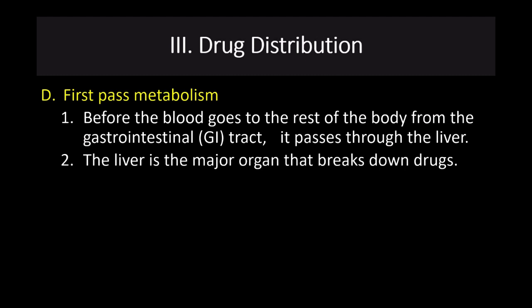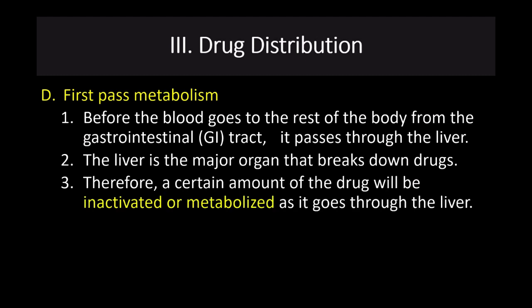So the liver is, of course, the major organ that breaks down drugs. Something to keep in mind is that if your liver has been taxed greatly by things like alcohol use, or if you take, for example, a lot of Tylenol, which is very hard on your liver, it is going to have a harder time breaking down drugs, and so your drug metabolism may slow down. So a certain amount of the drug will be either inactivated or metabolized into an active metabolite as it goes through the liver. So this is an important consideration about how much of the drug is actually going to make it into your system.